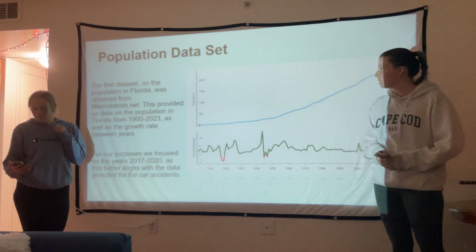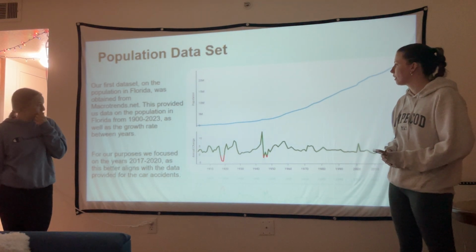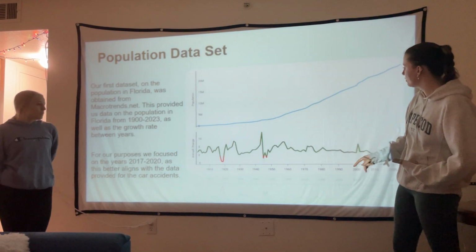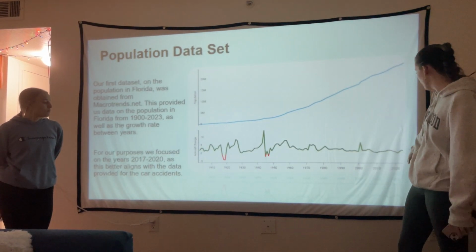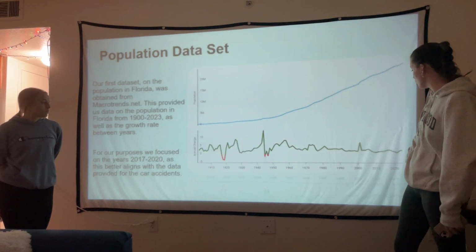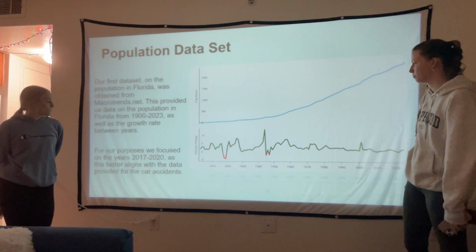So our first data set shows just the population. It's from macrotrends.net. So here you can see that the population has increased significantly over the past few years, but especially in the later 2000s, it's been increasing more and more.